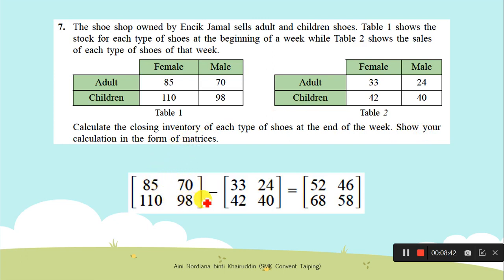So, this is the stock in the beginning of a week minus the sale of that week. So you will get the closing inventory. So this is the answer for number 7.